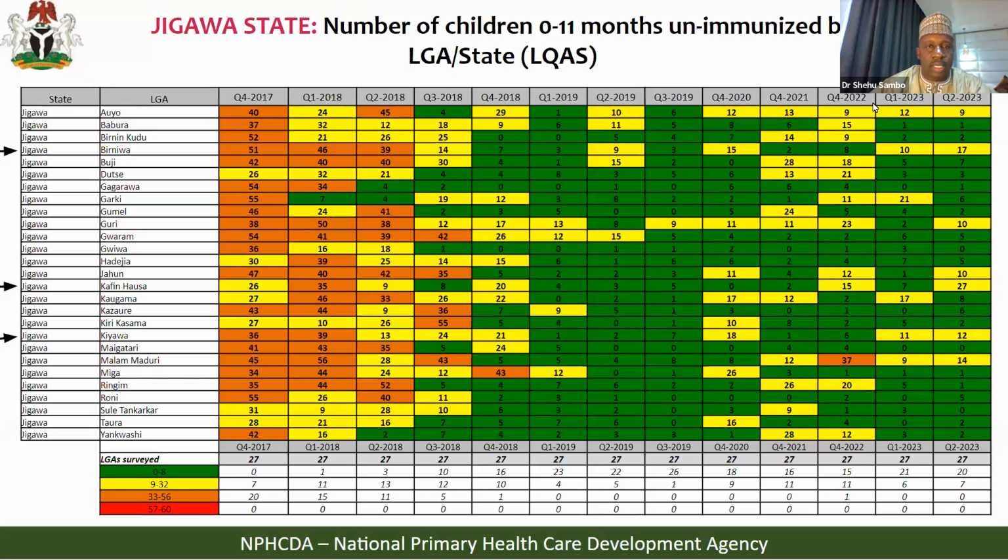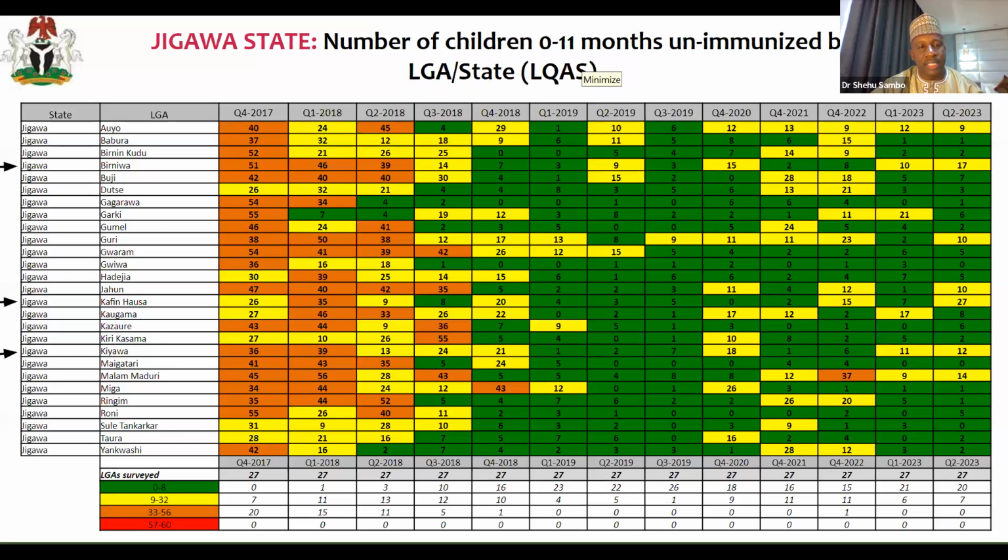Okay, good. So this is the lot quality assurance sampling table for Jigawa State. We started this activity way back in Q4 of 2017. As I said, Jigawa State has 27 local government areas. You can see their names on the left-hand side of the screen. In the first LQAS that was conducted, we had no local government area in green. All of these local governments, the lots were not accepted, so they failed the lot.